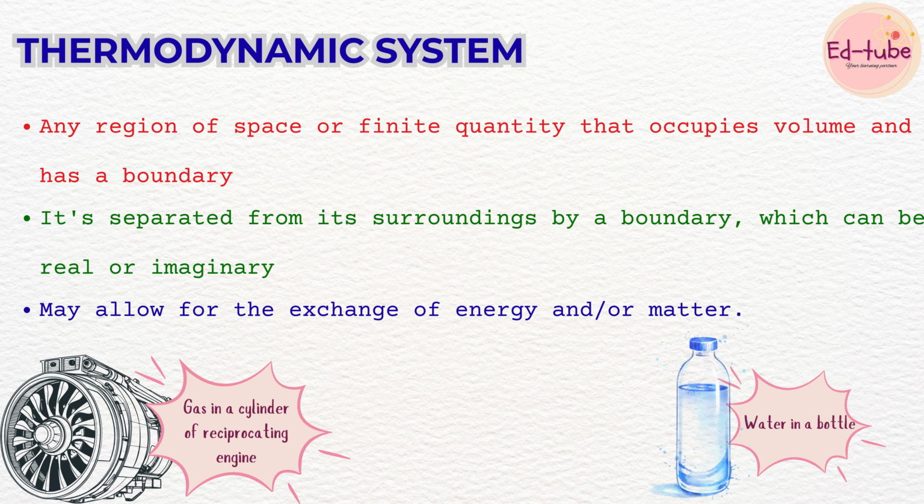For example, the gas in a cylinder of a reciprocating engine is a finite portion of matter and, therefore, it can be considered a system. The water in a water bottle is another example.